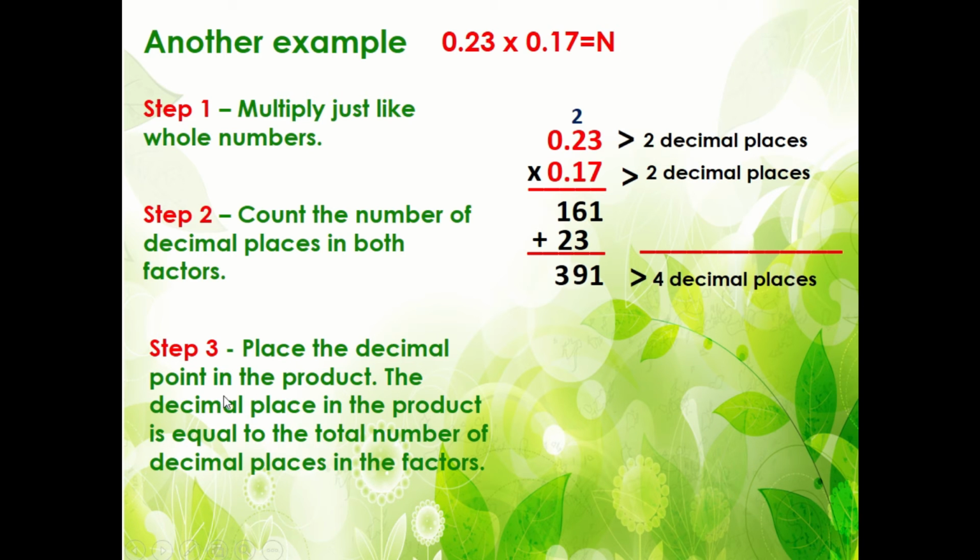So, place the decimal point in the product. The decimal places in the product is equal to the total number of decimal places in the factors. So, we have 4 in the factors. We should have 4 in the product. So, let's count. 1, 2, 3, kulang ng isa. But we need 4. You will just add 0 as a place value holder to know that we have 4 decimal places. So we have the point there.